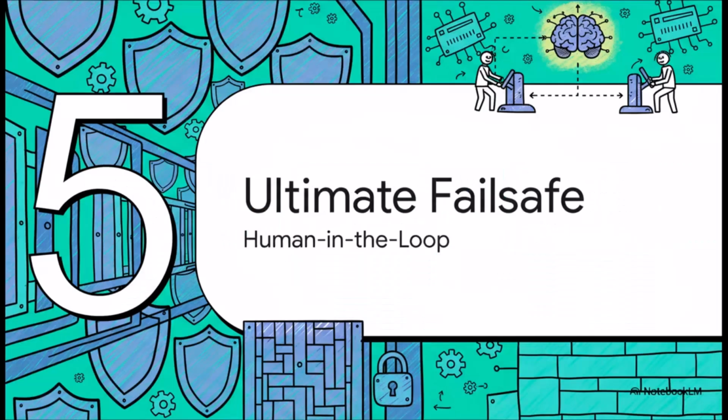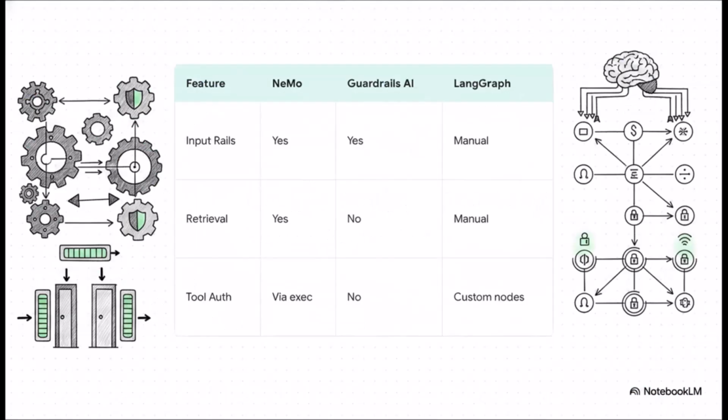And that brings us to our final layer, Layer 5, the ultimate failsafe, the human in the loop. When we're actually building this out in reality, we rely on specialized frameworks. Tools like NVIDIA's NeMo Guardrails are just incredible for this because they provide highly configurable programmatic rails that intercept messages both before and after the LLM processes them. On the other hand, a framework like LangGraph allows developers to build authorization directly into the agent's state machine, using custom nodes. This gives you ultimate control over the routing and logic of your agent.